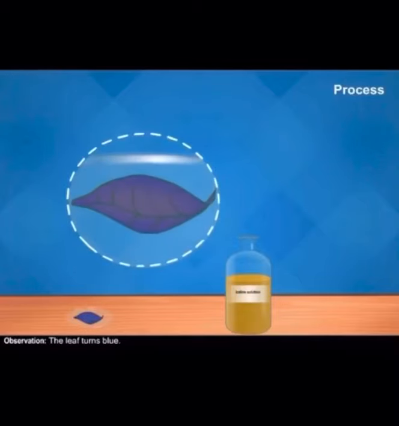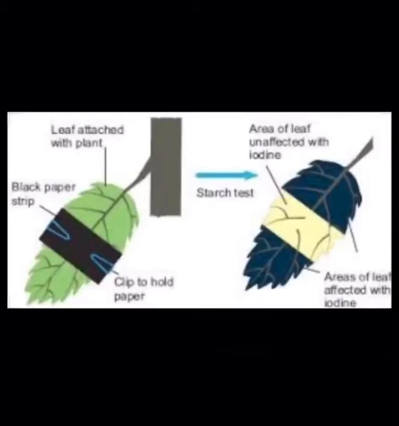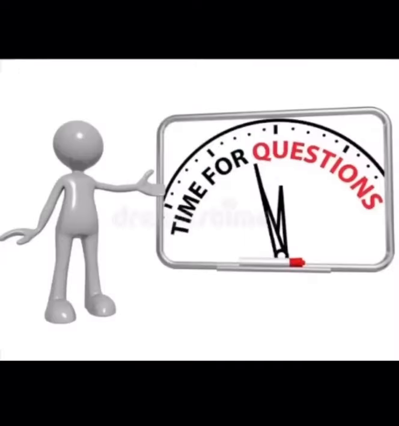Observation: the leaf turns blue. Conclusion: this shows that starch is present in the leaf. So the leaf which was covered did not have starch because it was not getting sunlight, so it was not able to make food.